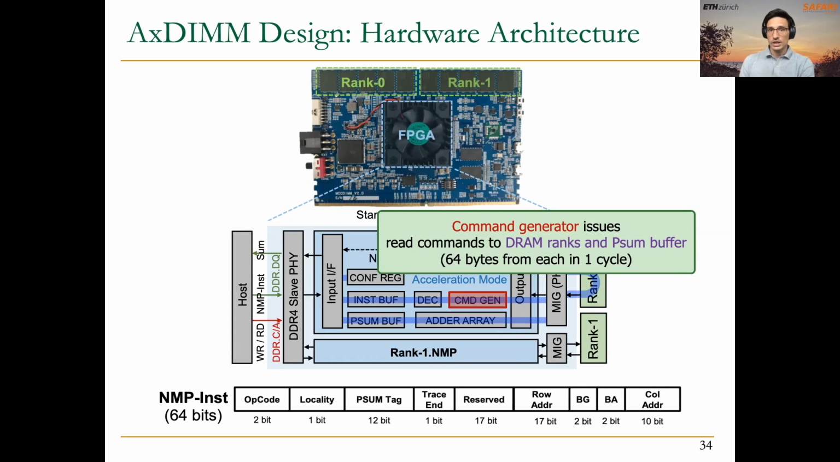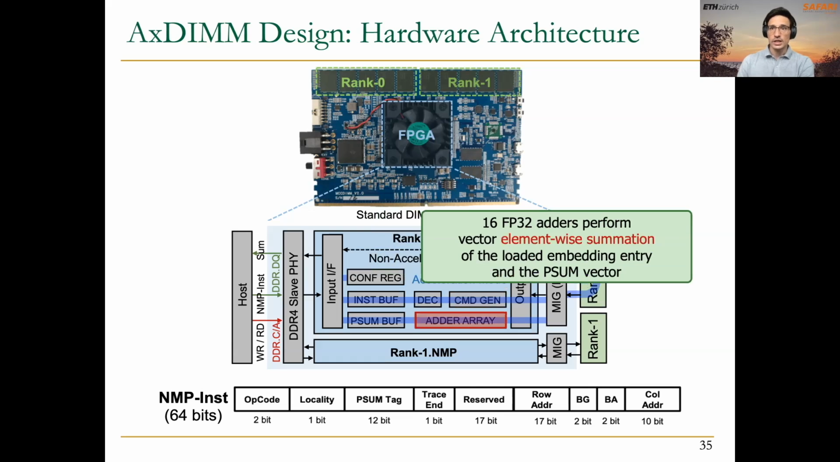As you can read as well in the slide, in one cycle, the command generator generates the command to fetch a burst of 64 bytes. And this adder array is composed of 16 floating point 32-bit adders that perform element-wise summation of the loaded embedding entries and the PSAM vector.